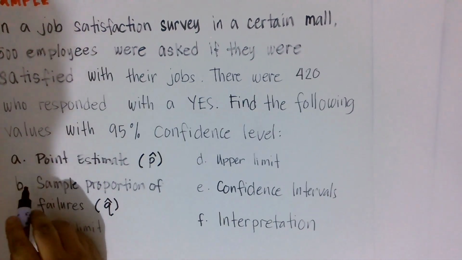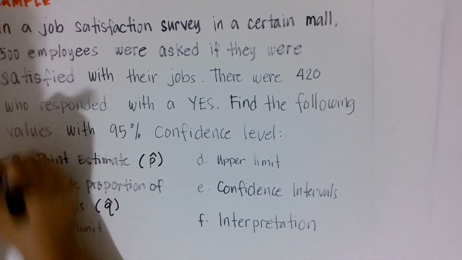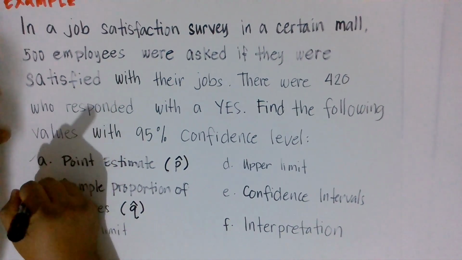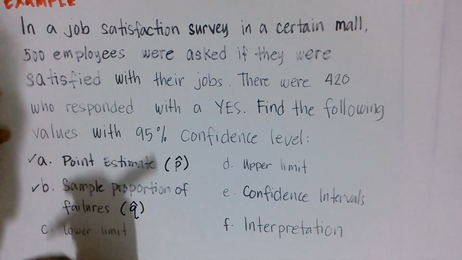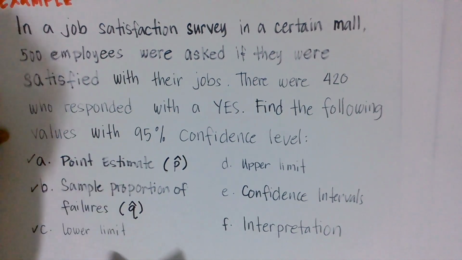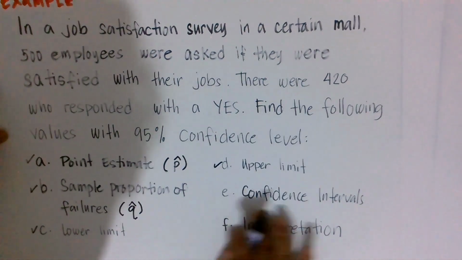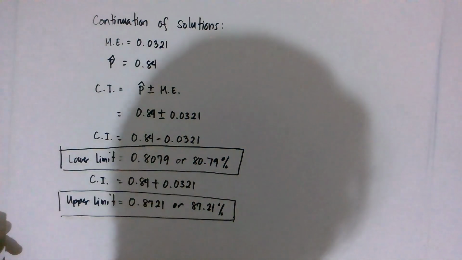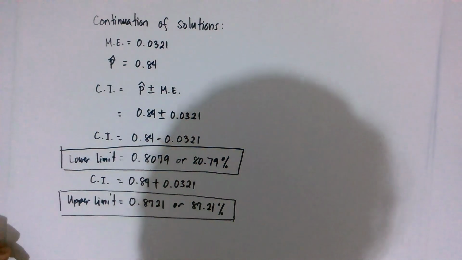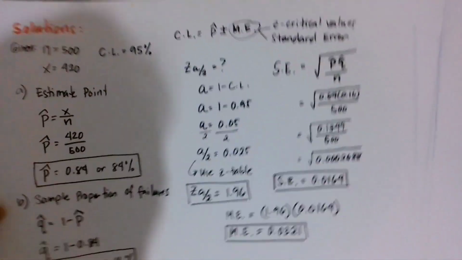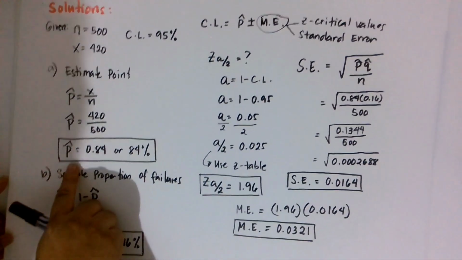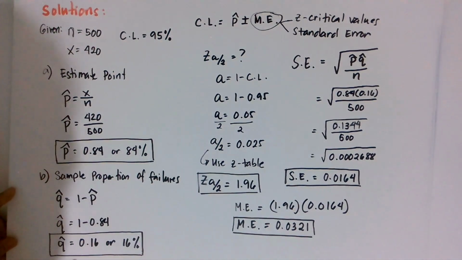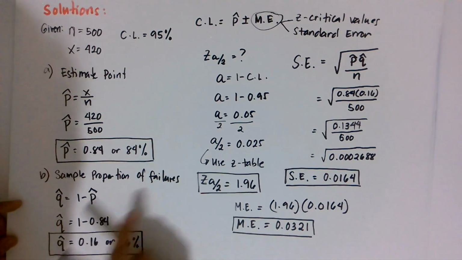Okay, so balikan natin yung problem. Nakuha na natin yung point estimate. Check na tayo dito. Sample proportion of failure, which is Q hat, nakuha na rin natin. Okay. Now, we have lower limit and upper limit. Ayan. So, confidence intervals na lang tsaka interpretation. Okay. So, for the confidence intervals, ito yung ating P hat. Okay, ito yung ating Q hat. So, para sa letter A and letter B.